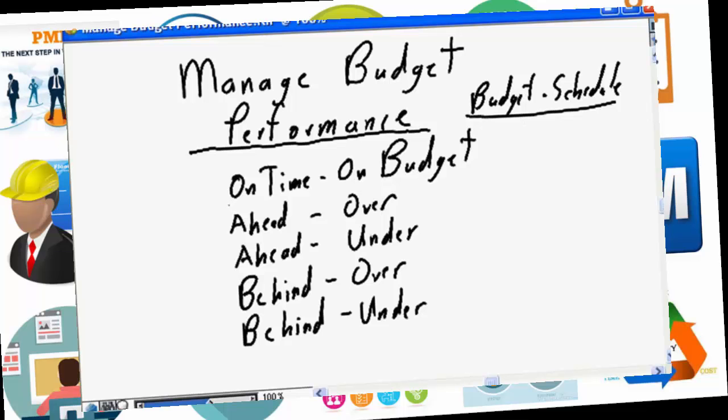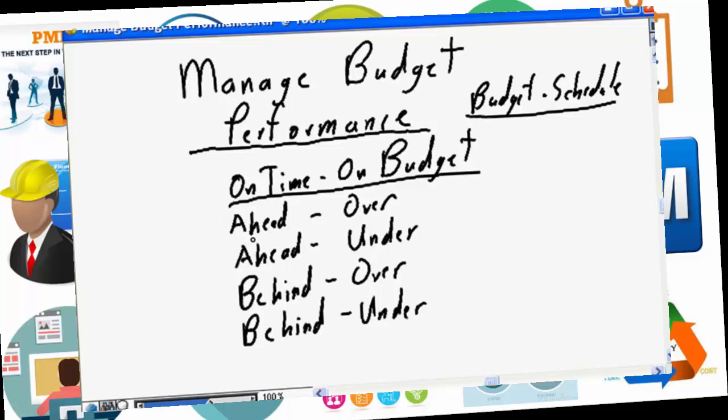So obviously our ideal target for any project is to be on time-ish and to be on budget-ish. But even with the ishes thrown in, very rarely achieved. So in simplicity, we can be in 4 different states. We can be ahead of schedule and over budget, ahead of schedule and under budget, behind schedule and over budget, and behind schedule and under budget.